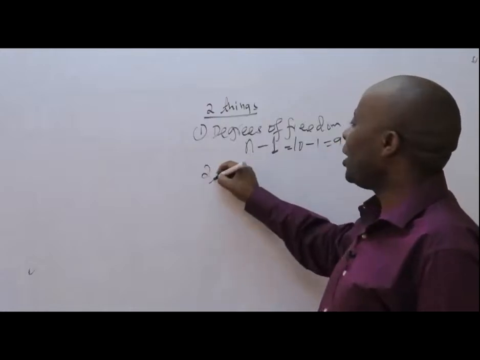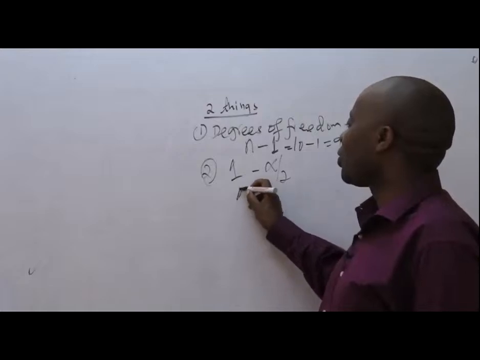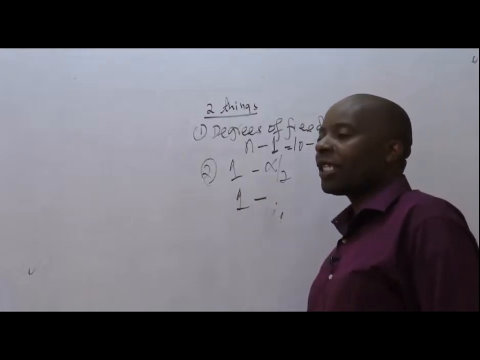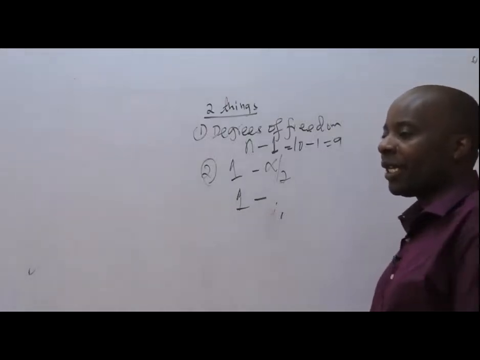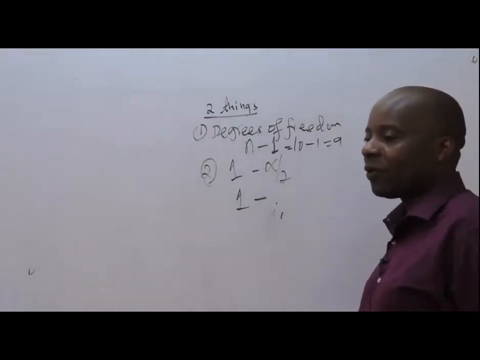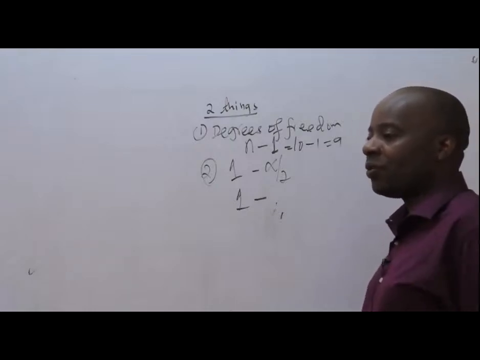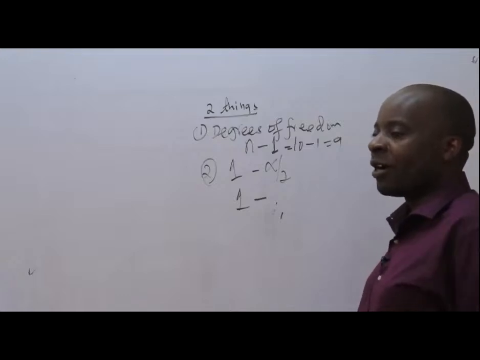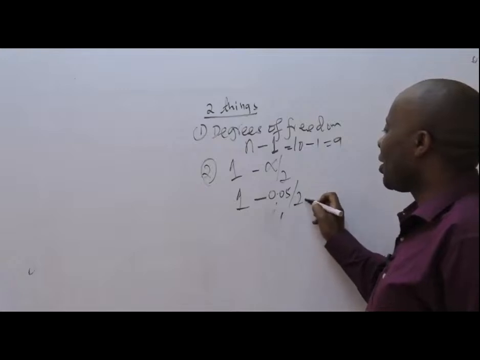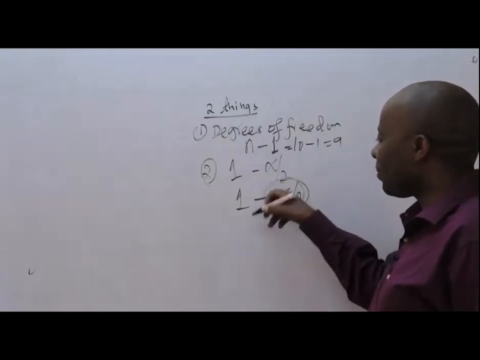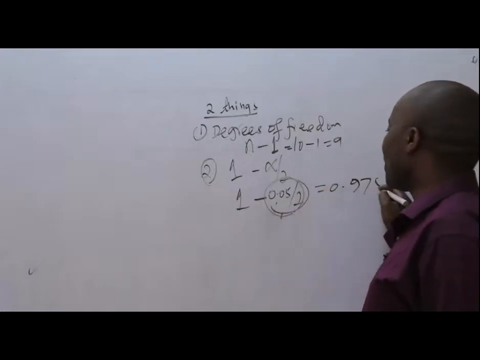Then the other thing you need is 1 minus alpha over 2. Has the examiner given us alpha, or do we assume? Alpha is the level of significance. Do we have alpha? 5%. So 0.05 divided by 2. I'll have to do this separately. So 1 minus this will give me 0.975.